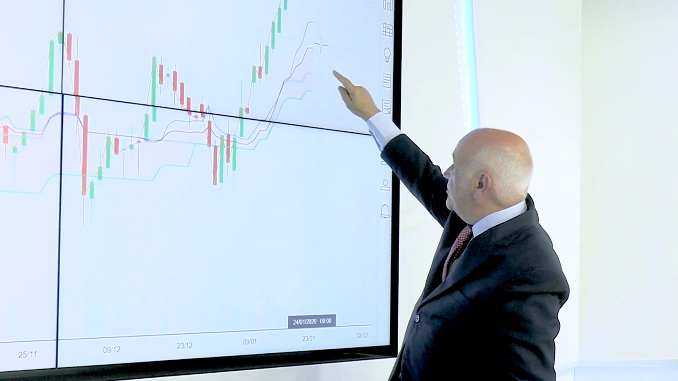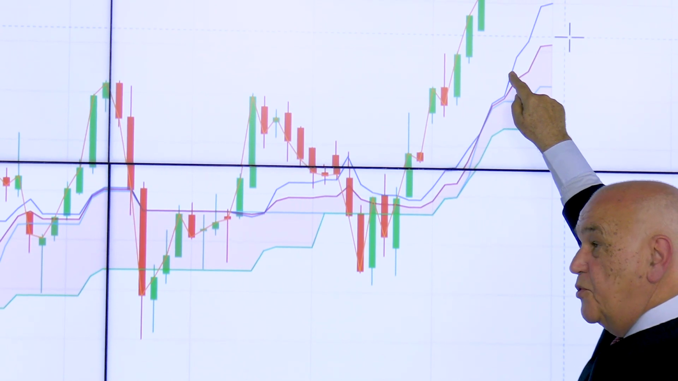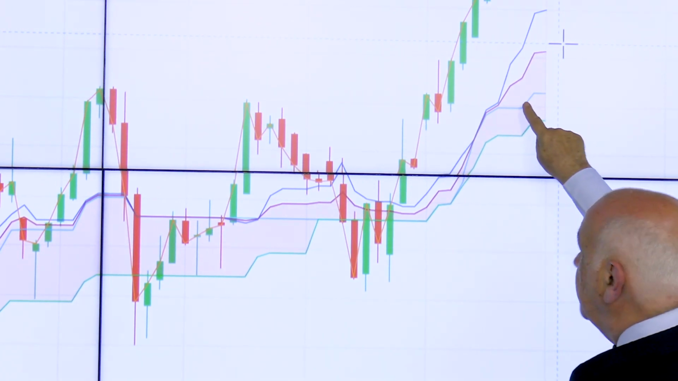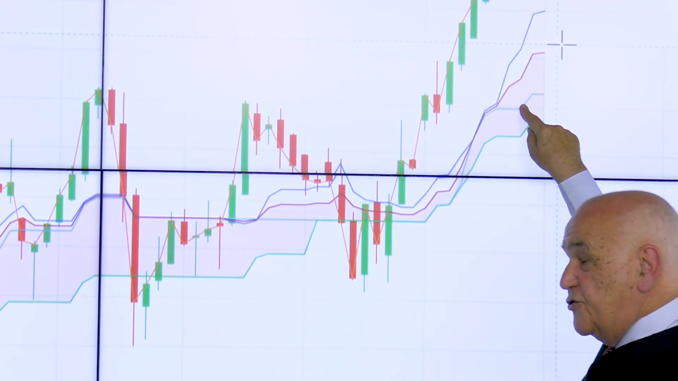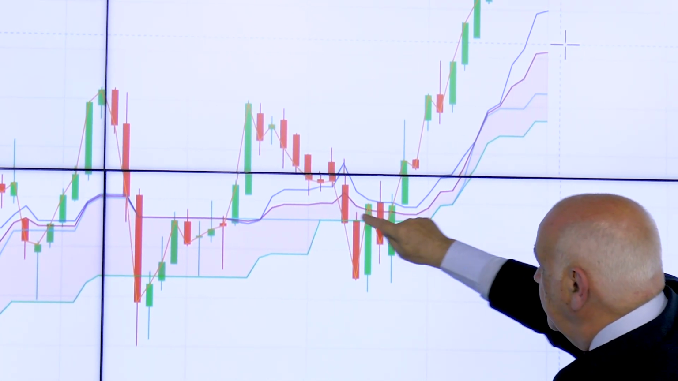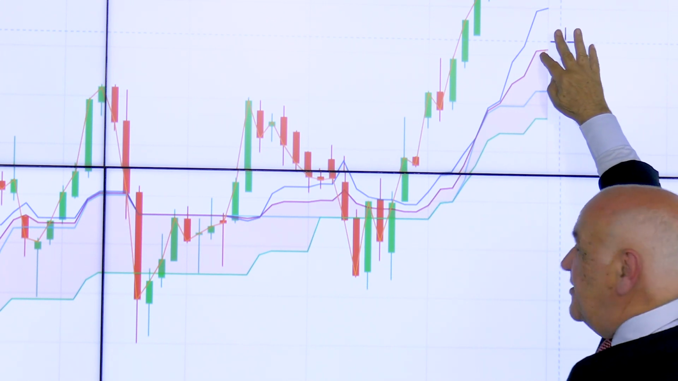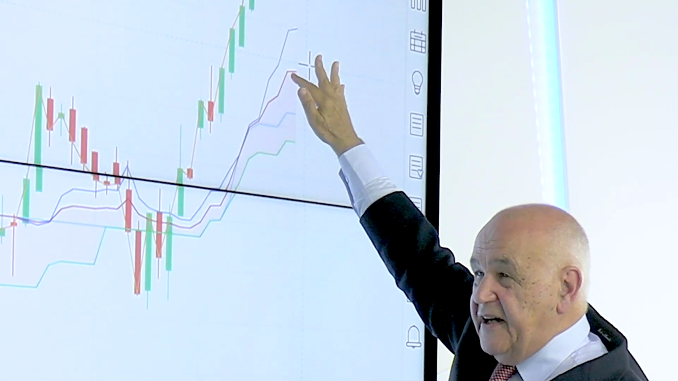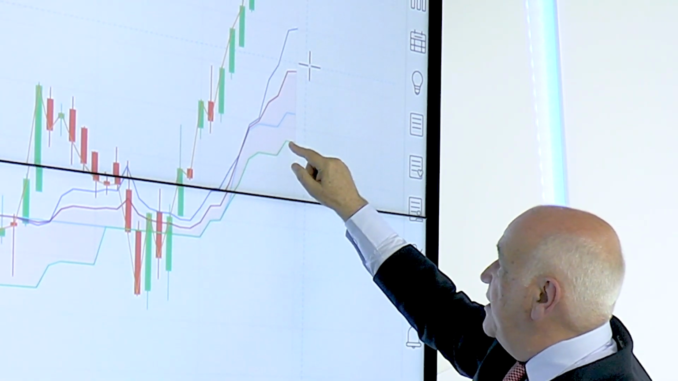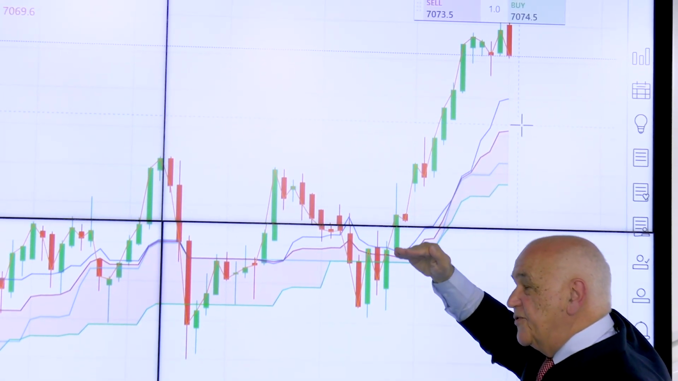Now let's have a look at this blue line here. This is a level of support and resistance for the last 9 periods. The lighter blue is for the last 26 periods. This red one, which is the top of the cloud, is actually 50% of the 9 and the 26. So this is about 18. Strictly speaking, it's 17.5, but it's 18. So what we can see is we've got 52, 26, 18 and 9. These are the levels of support and resistance.